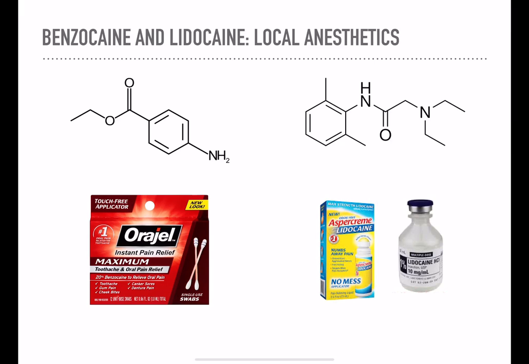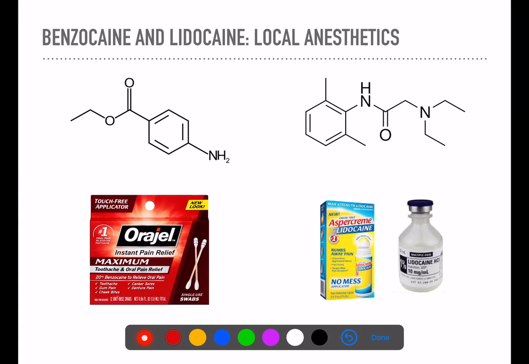And then last but not least, we have an ester right here and an amide. These are both local anesthetics. A local anesthetic is something that does not make you fall asleep like a general anesthetic, and local meaning it provides pain relief in just one localized area, not throughout your whole entire body. And these substances, benzocaine, which is on the left, and lidocaine, which is on the right, are typically associated with oral pain relief, but they are used for other purposes too, not just mouth stuff.